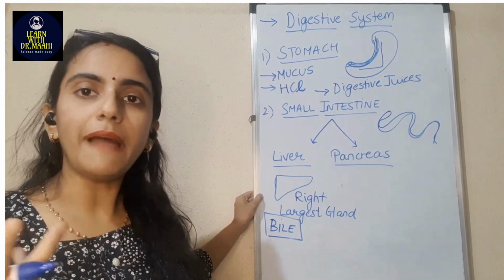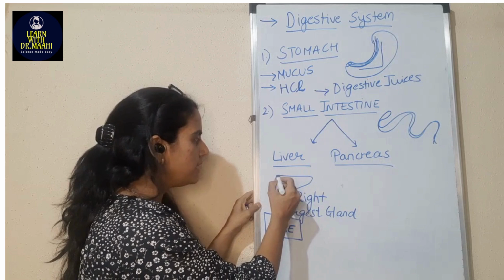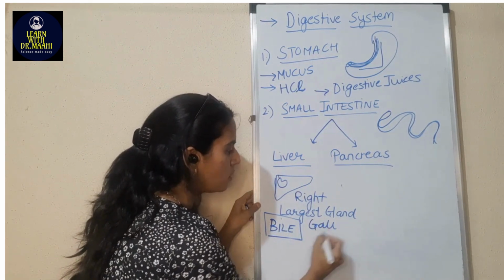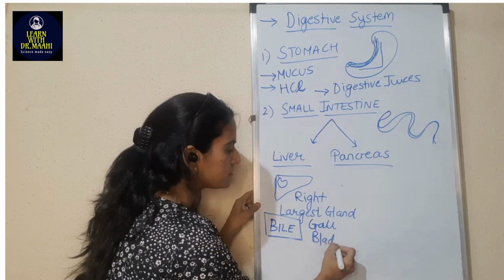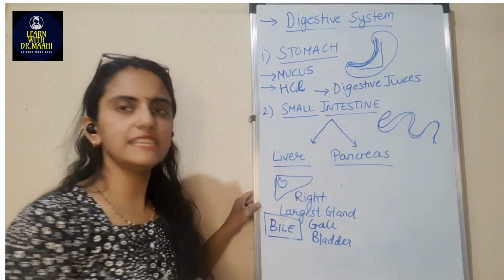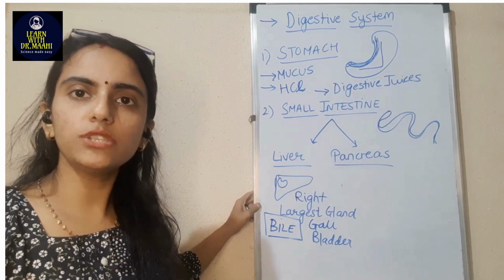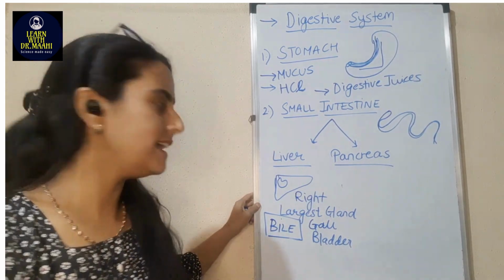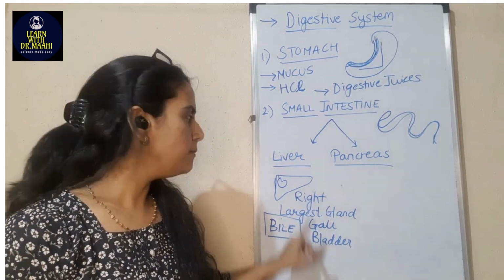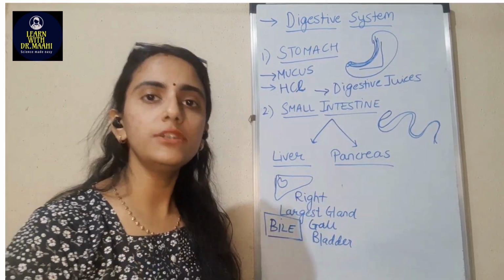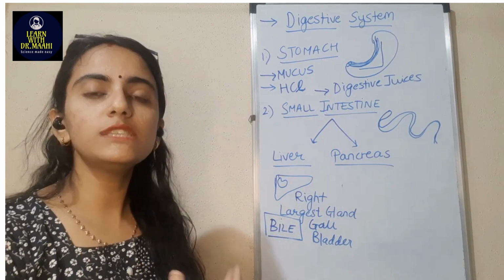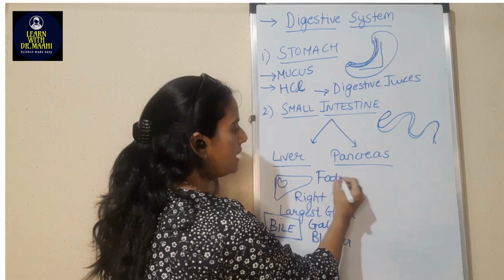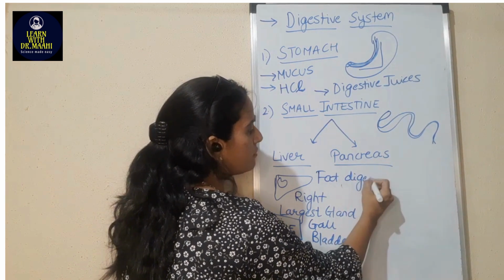Now where is this bile stored? It is stored in another small sac-like organ which is called as the gallbladder. Okay, so liver releases bile, a juice, which is stored in another smaller organ, a sac-like organ which is called as a gallbladder. अब ये जो bile juice है, what does it do? What is its role? So this bile juice helps in fat digestion. Okay, it helps in the digestion of fats.